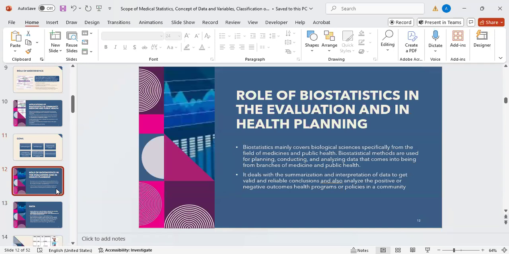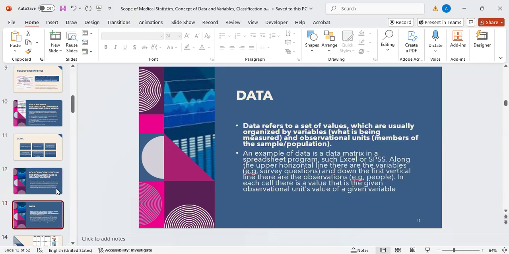health planning. Biostatistics mainly covers biological sciences, specifically the field of medicine and public health. Biostatistical methods are used for planning, conducting, and analyzing data that come from the branches of medicine and public health. It deals with the summarization and interpretation of the data to get valid and reliable conclusions, and also analyzes the positive or negative outcomes of health programs or policies in our community.